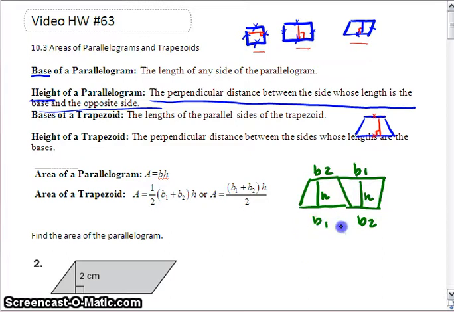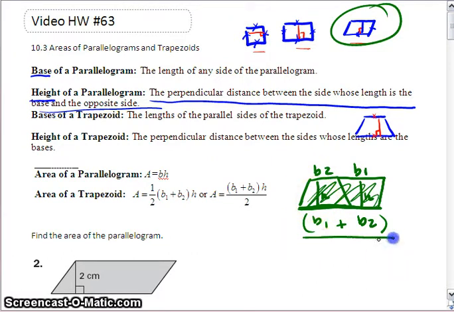So if I take base 1 and base 2 and add them, I have what would be the base of a parallelogram, kind of like this one. If I multiply the height by that, then I find the area of this entire shape. But we really only want to know what one of the trapezoids is, so we divide it by 2. So it's base 1 plus base 2 times the height, divided by 2.